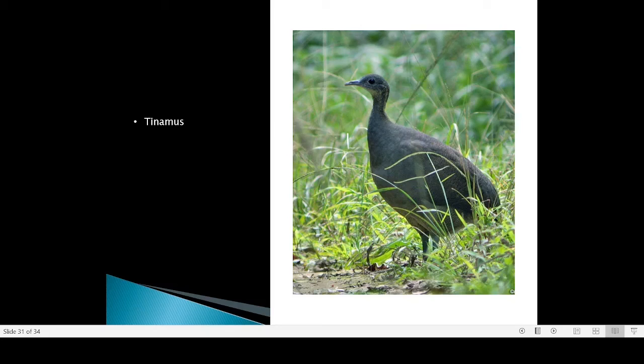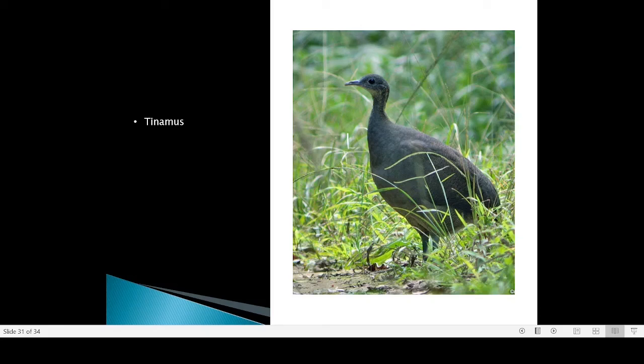Then the tinamous is mainly present in the Andes regions of South America. Basically, in the Andes regions of South America, we can find the tinamous. It is a ground-dwelling bird, and most of the time they are present in the mountain regions of South America, especially in the Andes mountains. You can find the picture of tinamous here. It is in the Andes mountains that we find this species more common.